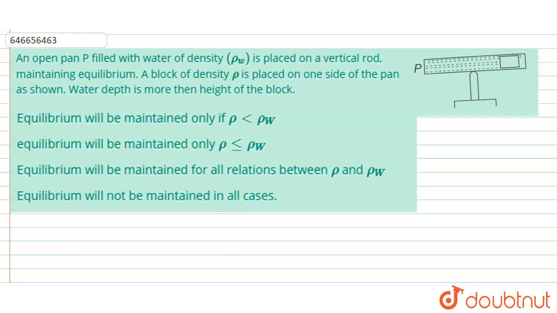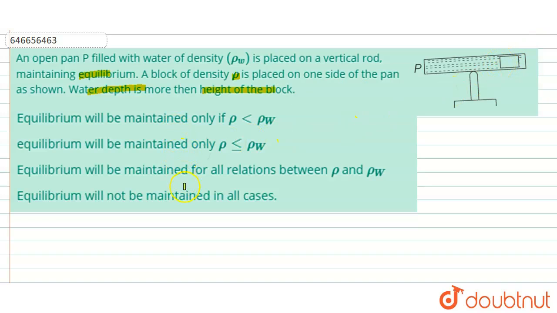Hello everyone, let us try to solve the given problem. The problem states that an open pan P filled with water of density rho W is placed on a vertical rod. So we have a pan P here, placed on a vertical rod, maintaining equilibrium. The block of density rho is placed on one side of the pan. So we can see a block here, its density is rho, and it is placed on one side of the pan as shown. The water depth is more than the height of the block. The total depth of the water here is more than the height of this block.